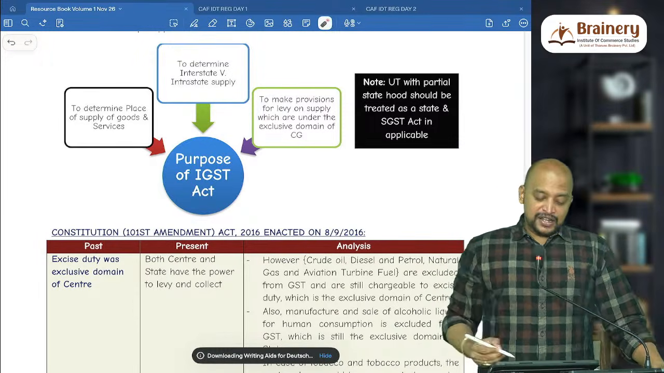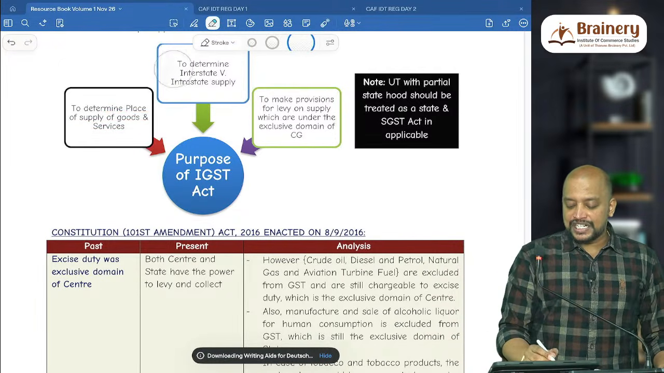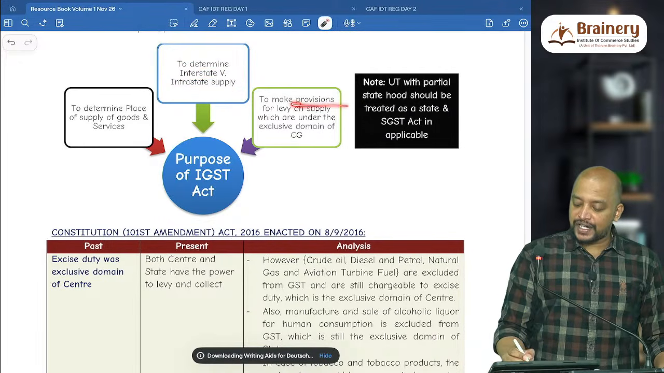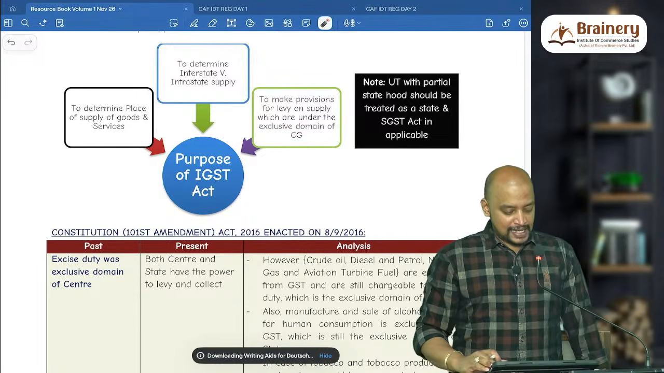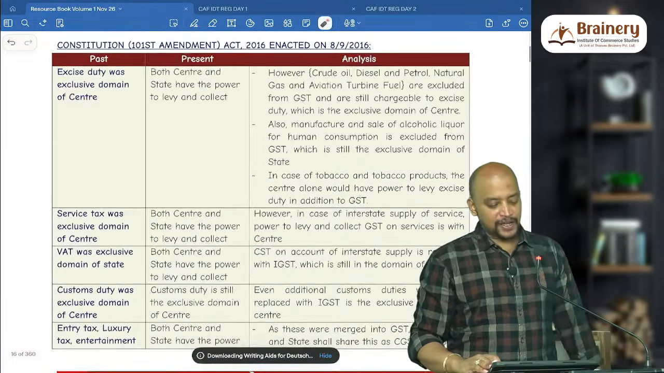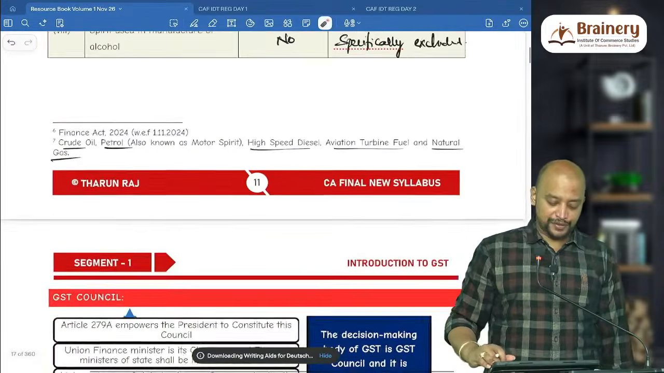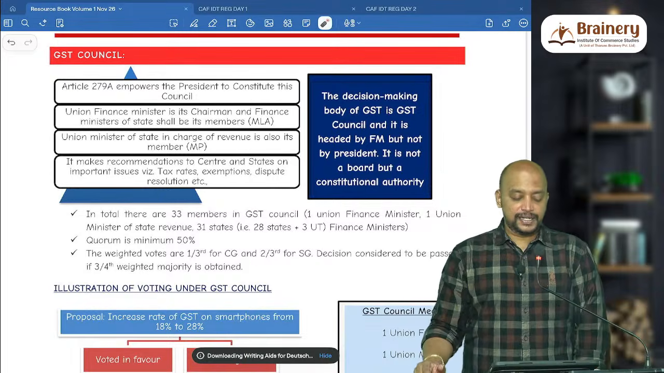Okay. So to determine the place of supply of goods and services, to determine interstate versus intrastate supply, to make provisions for levy of supply, which are under the exclusive domain of the central government. Then this discussion we have made, the Constitution 101st Amendment Act, what is the position of goods, etc. Now look into the GST Council.